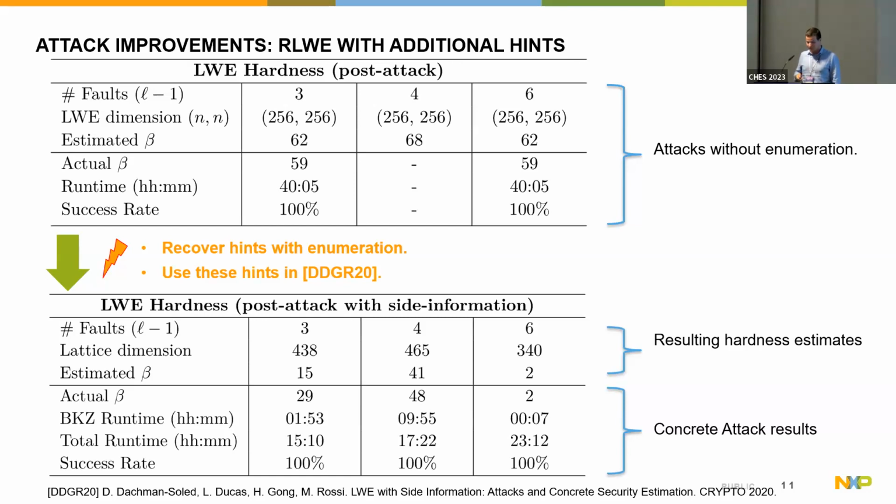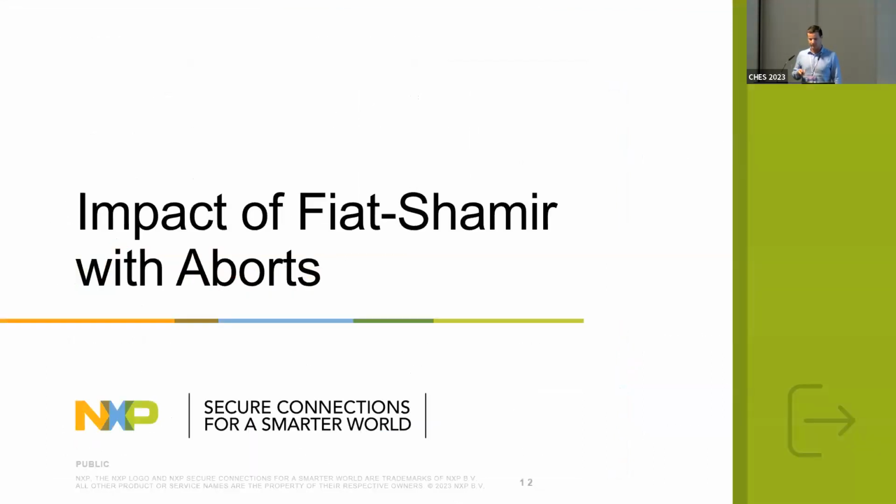So here we were able to break all the parameter sets within 15 hours up to 23 hours, with a success rate of 100%, and we did that for 10 independent experiments. Okay, so that's how the attack works if you get the faulty signature.